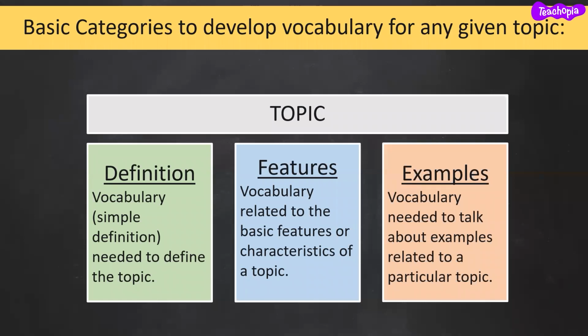And the three categories we have mentioned are, like I said, definition. In definition, what is the vocabulary needed to define the topic? This means what are the words or phrases, or the important keywords, that you will use to define a topic? Then you have features. In features, what are the words or phrases that you need in order to talk about the features of a topic, right? Then examples. Examples are, what are some of the examples that we need to talk about a topic?